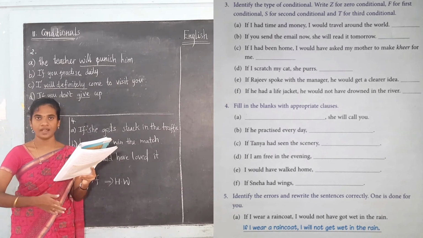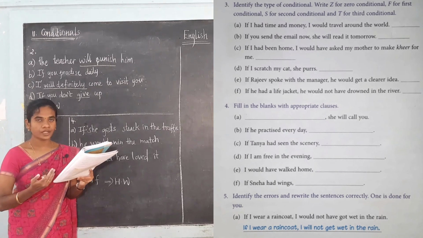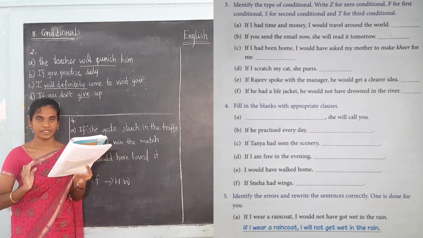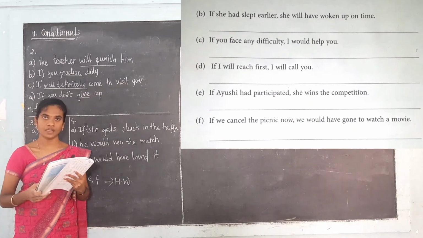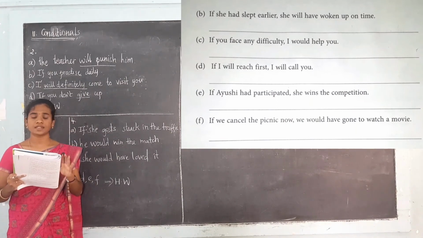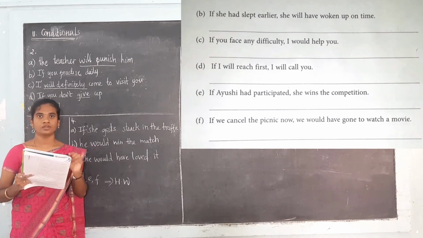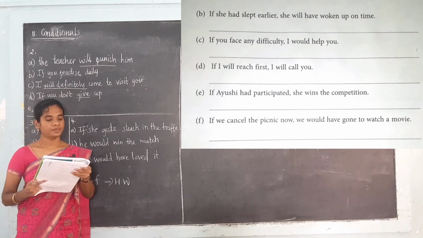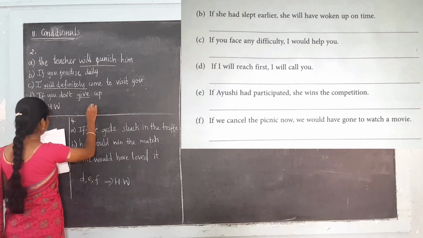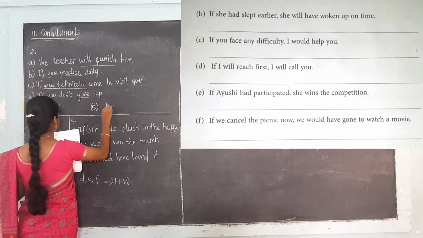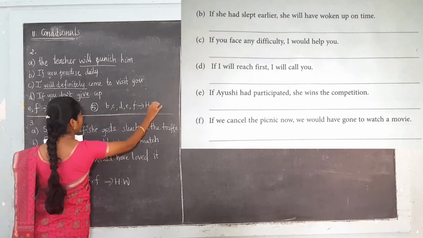The if clause is in the present, and the main clause you have to write in the future tense. So we have written will instead of would. So will is the correct form. Like this you have to do B, C, D, E, F as homework. You have to just rewrite the sentence. There is a small error. After you find out the error, you have to rewrite the sentence. In the fifth exercise, B, C, D, E, F are the homework for you.